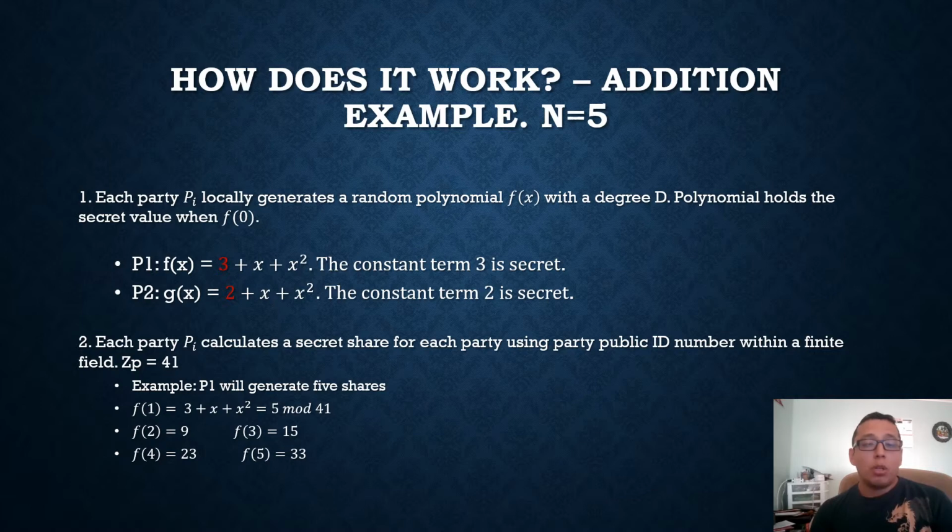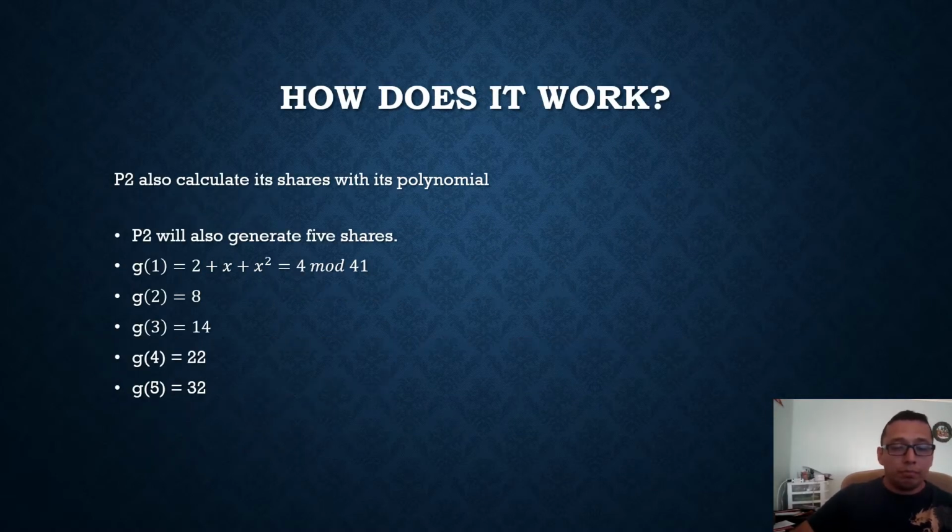So you can see in the example, party 1 will generate 5 shares using the other parties' ID numbers as X values. So we will have a total of 5. Here, P2 will also calculate its shares with its own polynomial, and generate 5 shares as well. So you see here g and 1, 2, 3, 4, 5, which represent the parties' ID numbers, and it will output values, which are the secret shares.